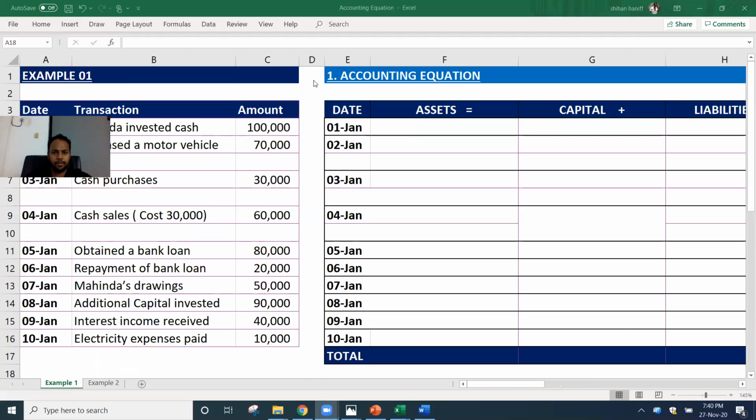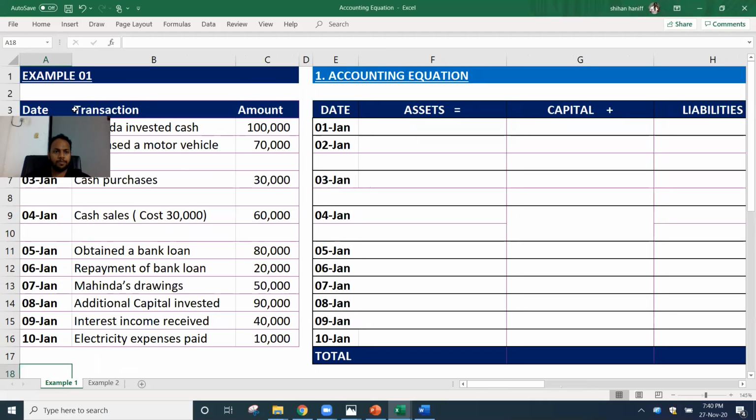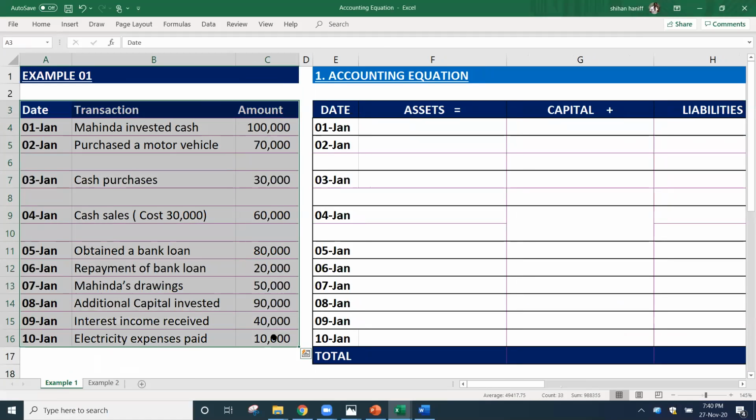So we have some transactions. Example 1. There are 10 transactions.